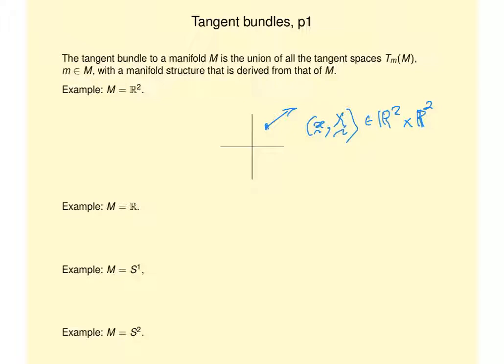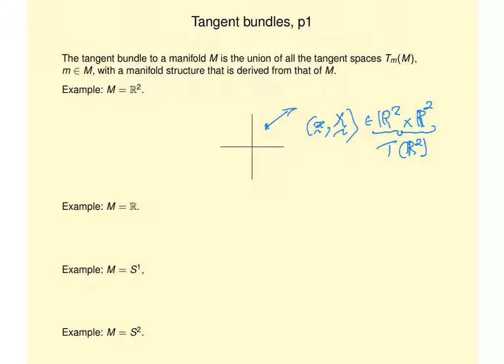And if we want to take all of the tangent vectors at all the possible points, then that is indeed all of R2 cross R2, and that's the tangent bundle for R2. That's the natural concept, even if you've never heard of the word manifold.